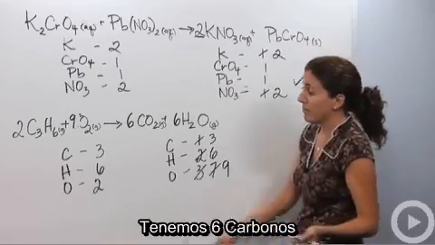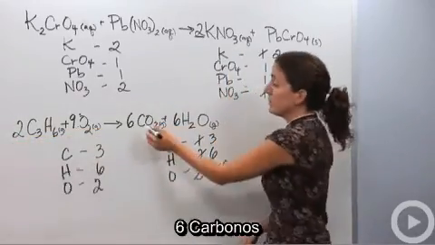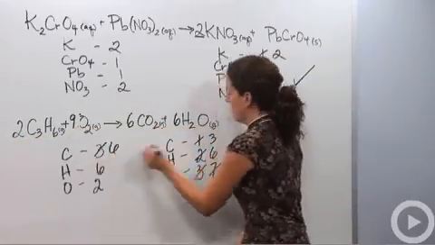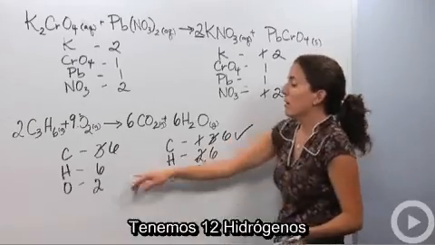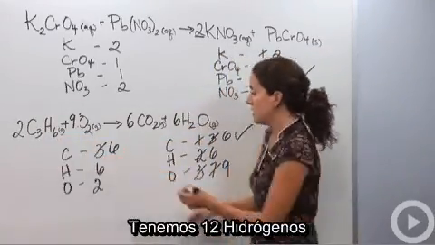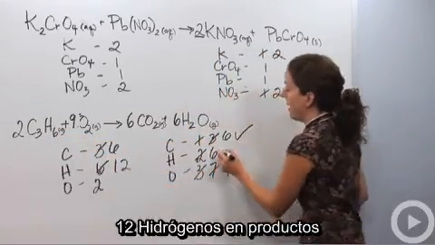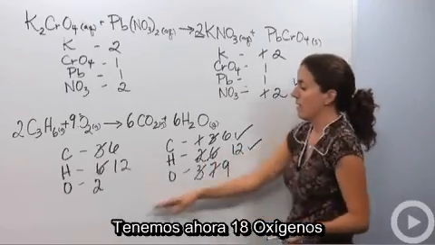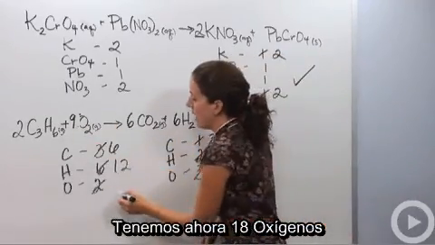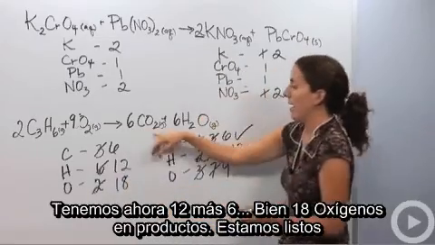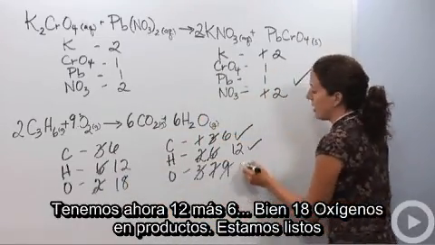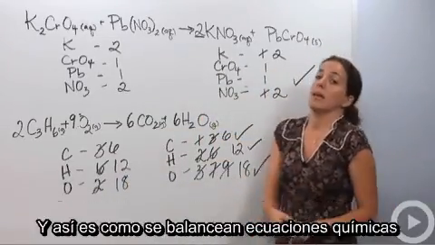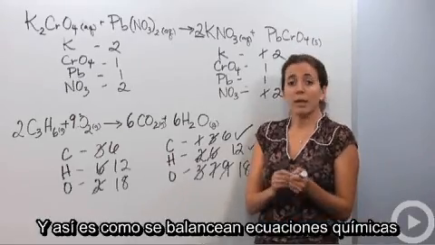So then let's check it. We have 6 carbons, 6 carbons. Check. We have 12 hydrogens, 12 hydrogens. Awesome. We now have 18 oxygens. We now have 12 plus 6. Great. 18 oxygens. We are done. And that is how you balance chemical reactions.